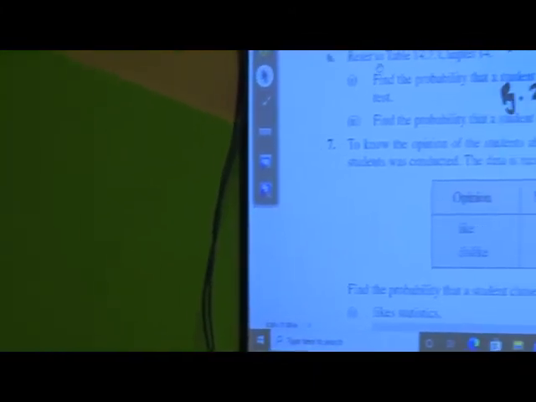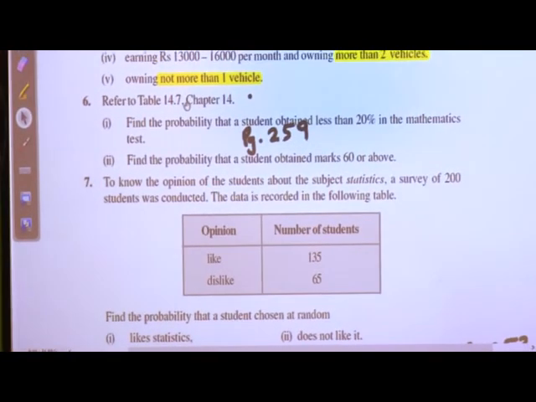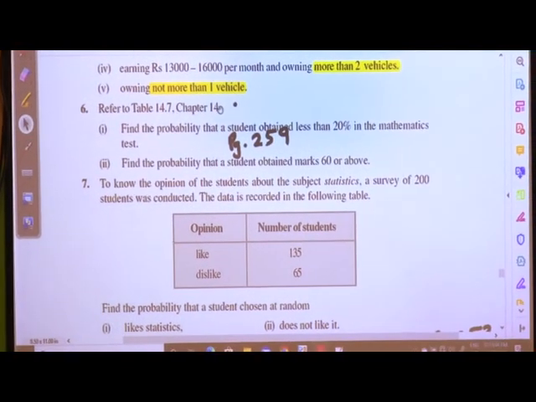Hello students, we are back here to study probability. In the previous session, we had completed question 5 and now we are going to study question 6. What exactly is question 6? Refer to table 14.7, chapter 14.